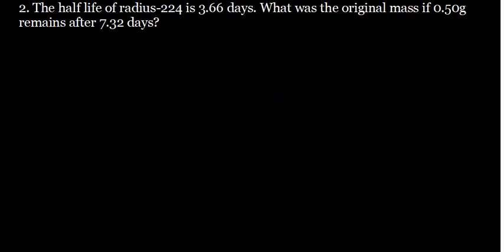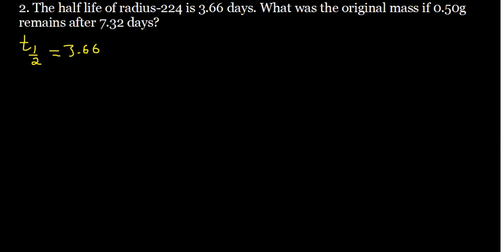Let's try this one. The half-life of radium-224 is 3.66 days. What was the initial amount if 0.50 grams remains after 7.32 days? So let's collect the data here. We've been given the half-life, t 1 over 2. That is the half-life they've told us is 3.66 days. Make sure that you take note of the units. The units for time should be matching.